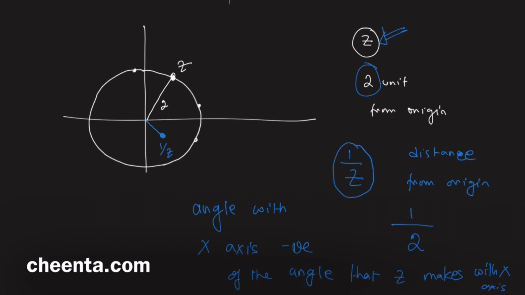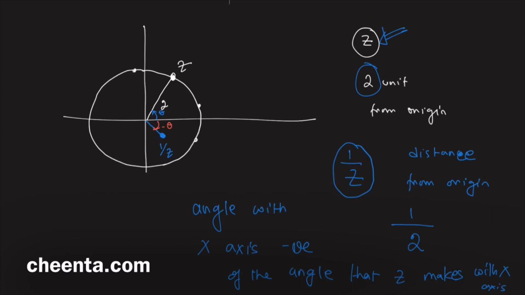I told you that you should think about both z and 1 over z as points in the plane. That's how you should imagine this. So when z is here, 2 units away from the origin, 1 over z is half a unit away from the origin, and if the angle here was theta, now the angle for 1 over z is negative theta. That tells you where the point 1 over z is, given the point z.